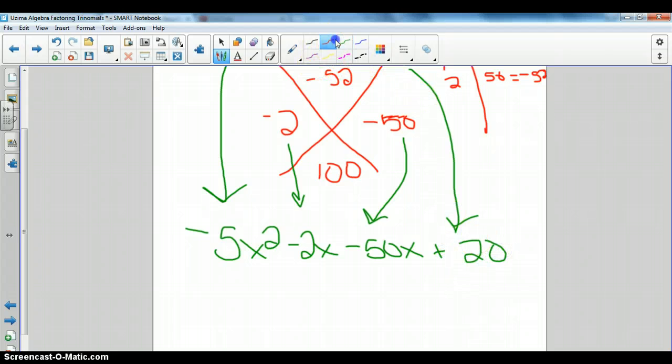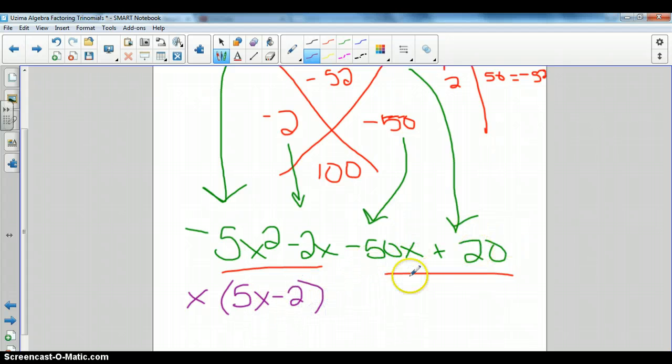Okay, now I look at my two pieces. This one and this one. What can I factor out of here? Well, I can't factor out a number. They don't have any number in common, but I can factor out an x. So I will be left with 5x minus 2. So that means when I factor out something from this side, I want to be left with 5x minus 2 as well.